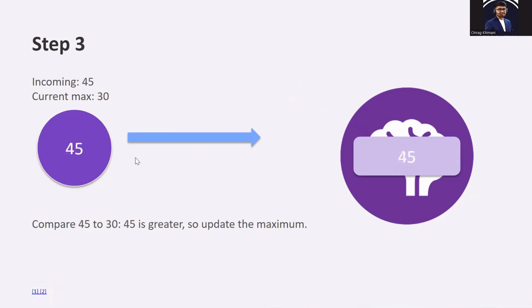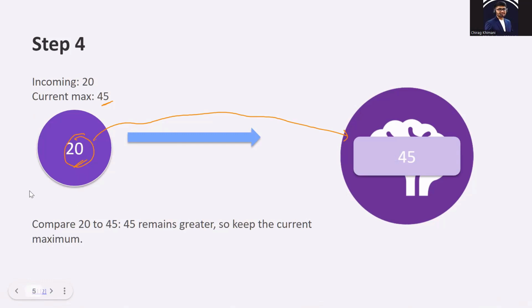Now the next number we are getting is 45. Again, the brain will compare 30, which we have stored, and the next number 45. Which one is greater? 45 is greater. So 45 will go into the brain. We will forget about the 30. Now the next number we are getting is 20.